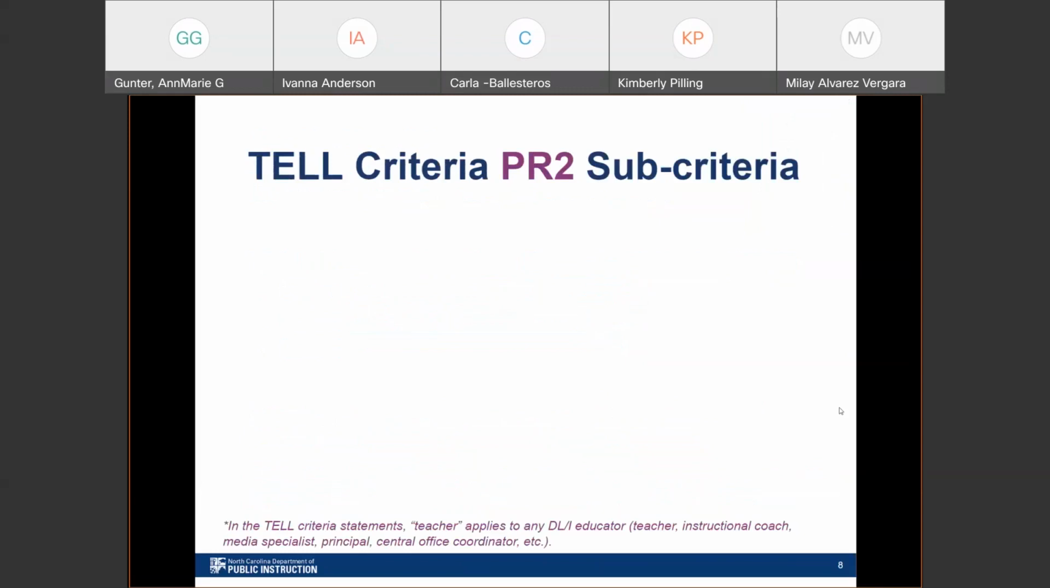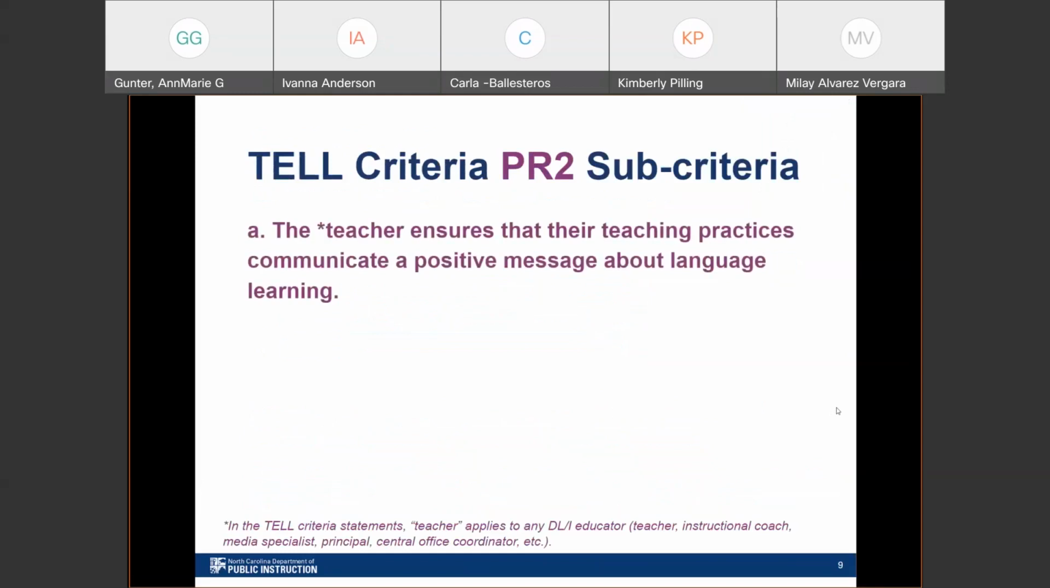Well, let's take a closer look at TELL criteria PR2 and its sub-criteria. The first sub-criteria breaks down PR2 a little bit and says, the teacher ensures that their teaching practices communicate a positive message about language learning. So teaching practices, pedagogy, those kinds of things are very important to share that message about all students being able to learn a language. And remember, your teaching practices may be you as a classroom teacher, if that's your role. It may be you as an instructional coach working with teachers to talk about classroom practices, or it may be in some other way. Maybe you do professional development where you talk about that.